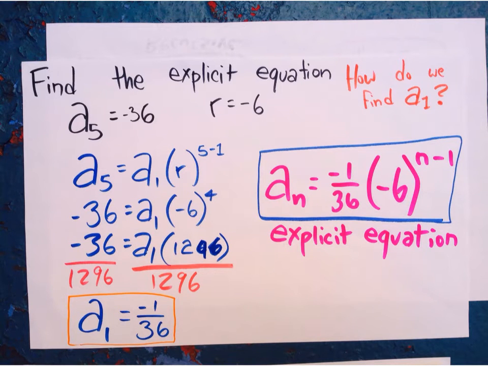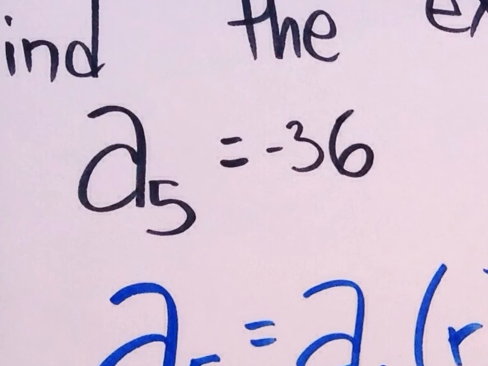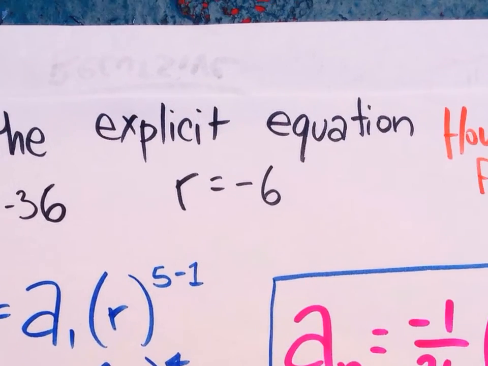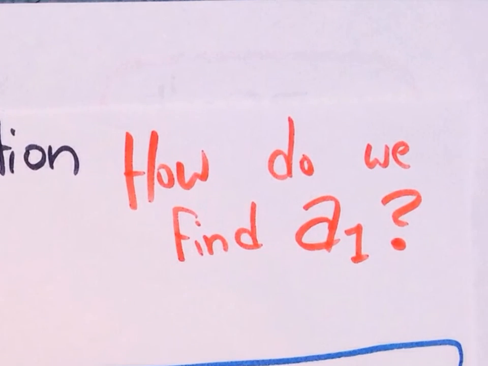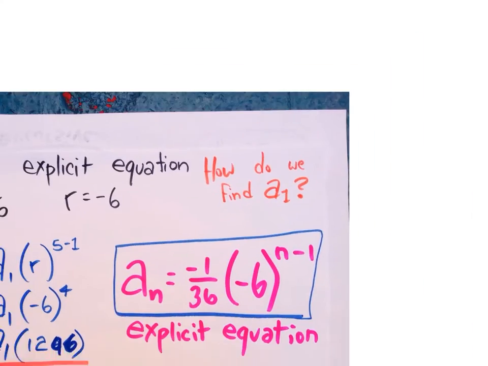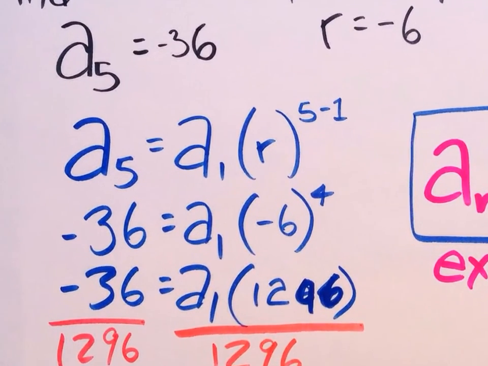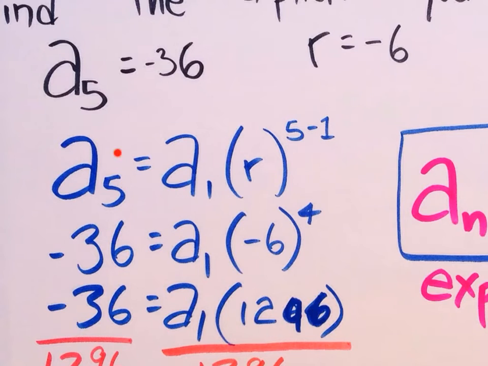Let's try this again. So let's say that we're only given the fifth term, which is -36. And let's say we are only given the ratio, which, again, is -6. How do we figure out what the first term is in this sequence? Well, we know that a sub 5 equals a sub 1 times r raised to 5 minus 1. We can swap out a sub 5 for -36 because that's given in the very beginning of the problem. And we can also swap out r for -6 because that, again, is given information. We're going to raise that to the 4th power.